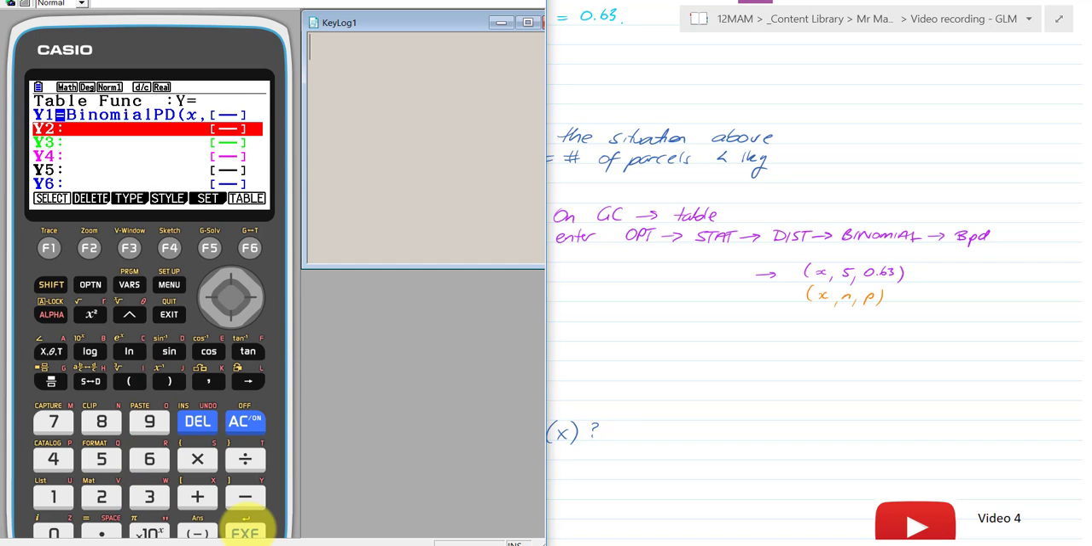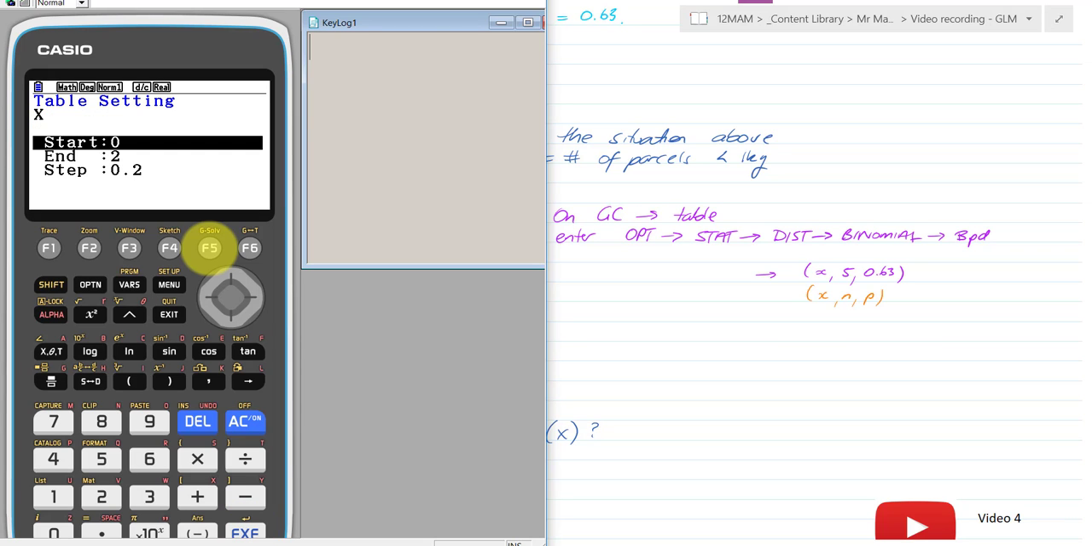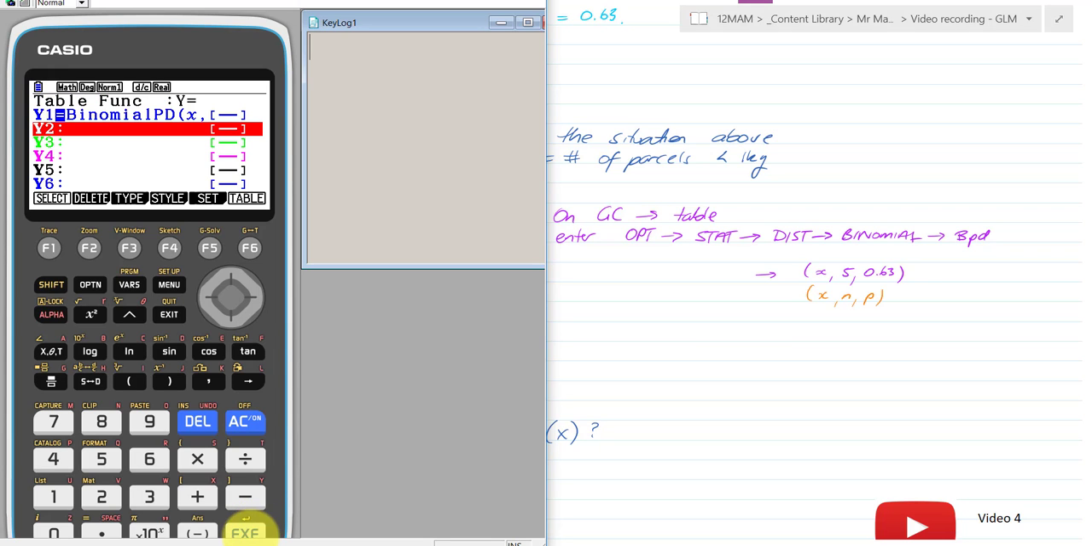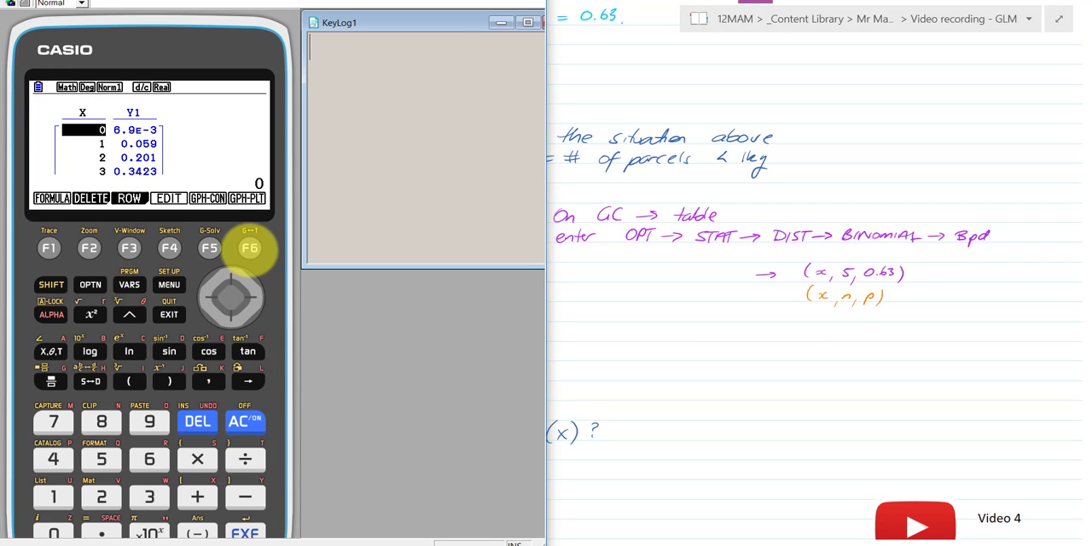But now I also need to go to the set menu, F5, and make sure my table is set appropriately. I want a lower bound of x equals 0 and an upper bound of x equals 5. For my steps, I can't have decimal steps because it's discrete data, so I'm going to go up in ones. That will be my table. Now I'll press F6 table, and it will give me my values. With a probability of 63%, the chance of me getting 0 is quite low. So I get 0.0069.